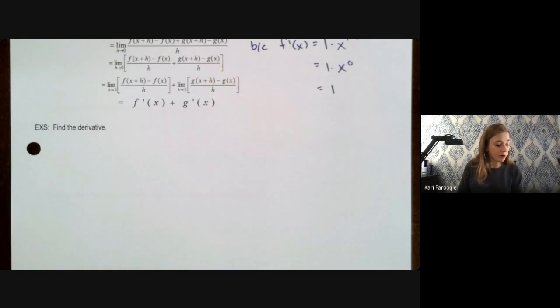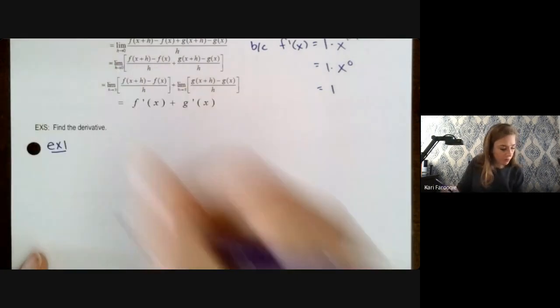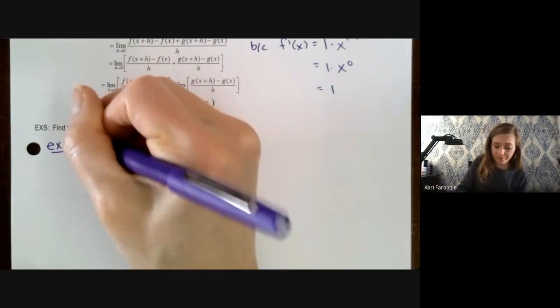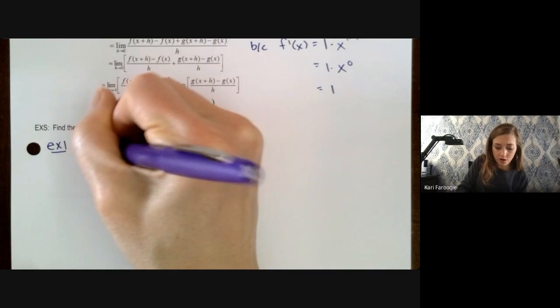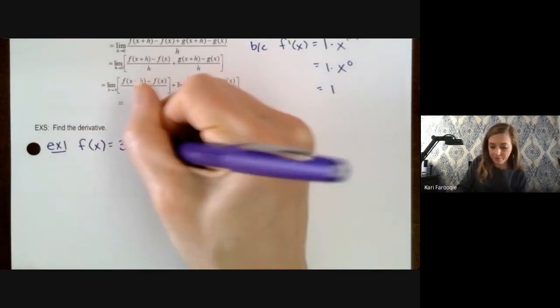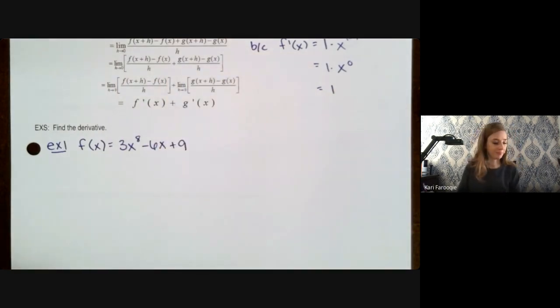All right, so I'm going to go through some examples here of how to find the derivative. We're going to combine a bunch of these rules. I'm going to put 2 examples on this bottom portion of your page. The second one is going to be a little bit longer. The first one will be quick. So example 1 is f of x equals 3x to the 8th minus 6x plus 9.